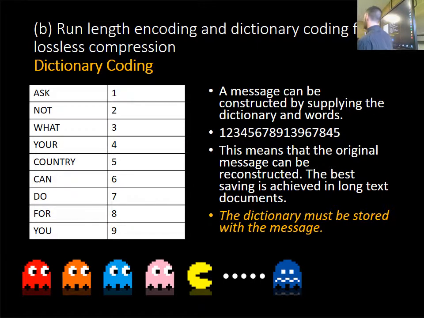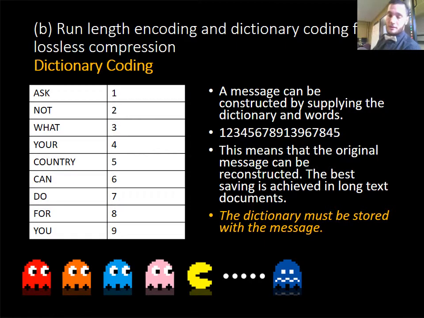In AS you just had to know the difference between the two. At A-Level, they're probably going to ask you to give an example, or they might show you an example and ask you to say what that is. So that's dictionary. Making sense? All right. Like I said, you can restructure and get back the original. The dictionary must be stored with the message, because if I haven't got a dictionary, I can't remake the file.